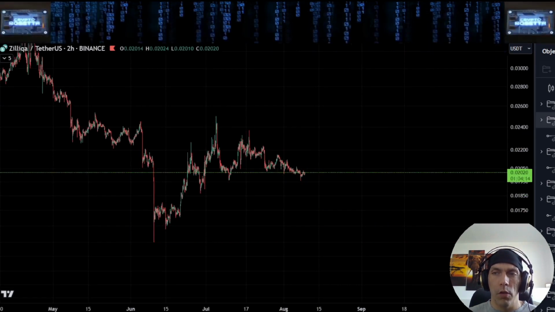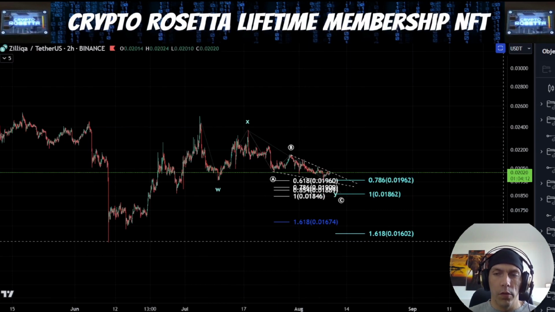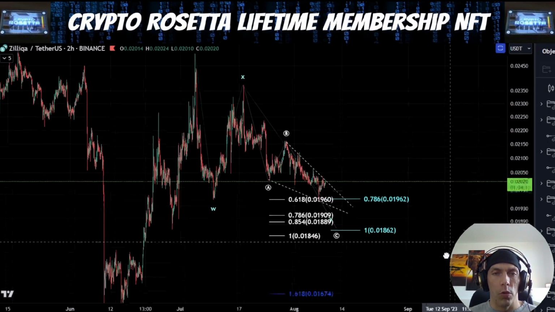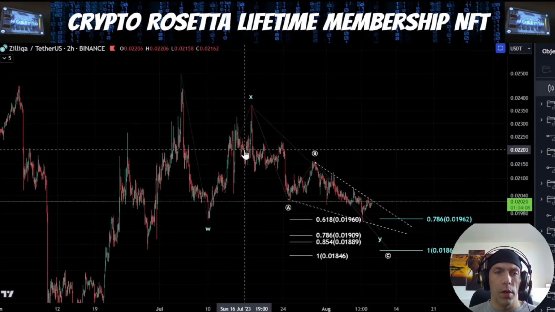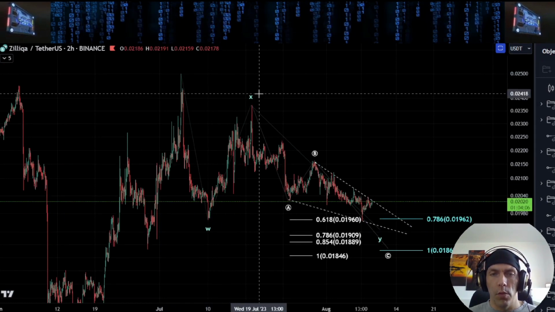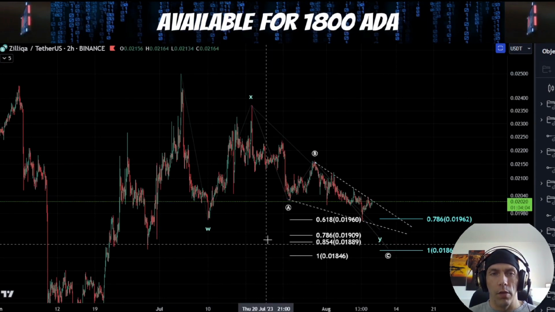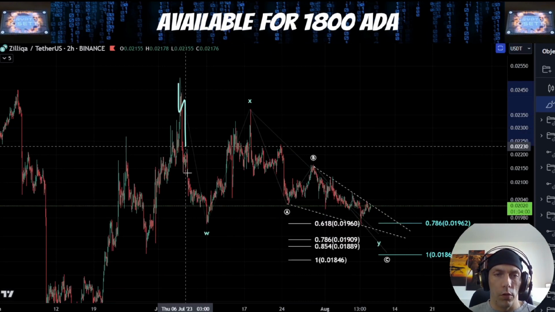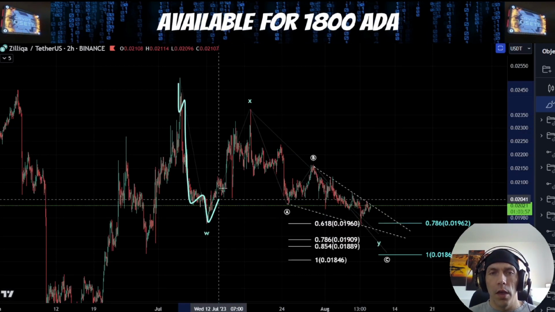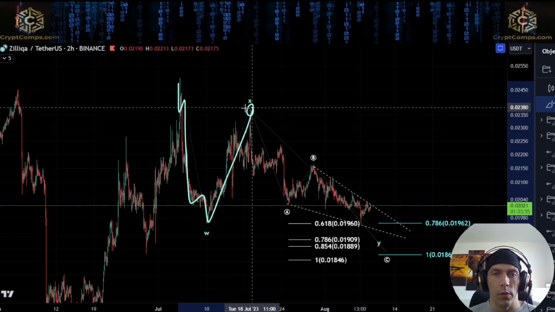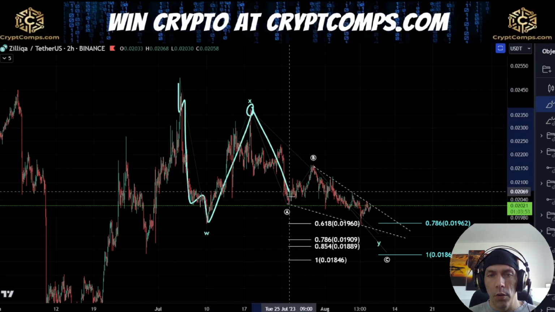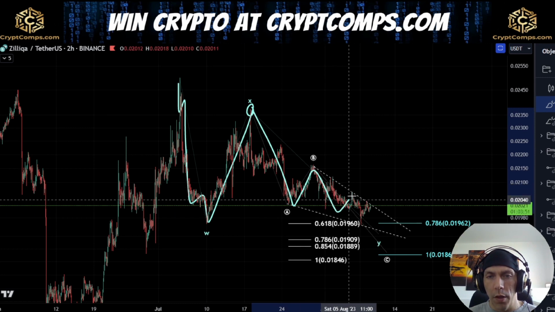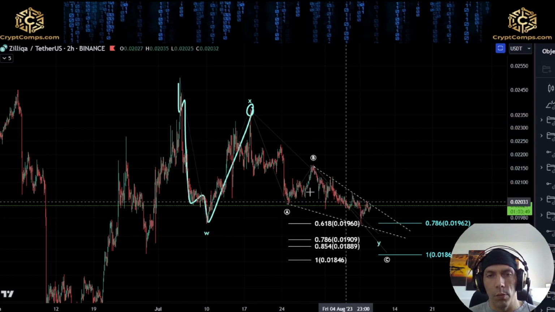Within the corrective count here, it is still possible that we could be looking for some more downside. We are looking at the potential that we could have this as a W and X, and then this as ABC. It is also possible that we could argue this is 1, 2, 3, 4, and 5 here, in which case this would be a B wave, and then we'd be looking for something like a diagonal pattern in this area, which is also a possibility.